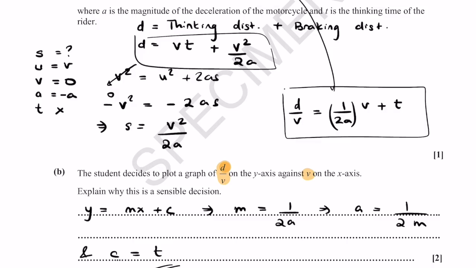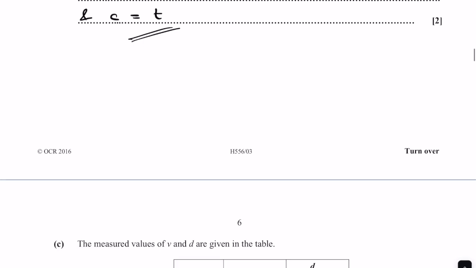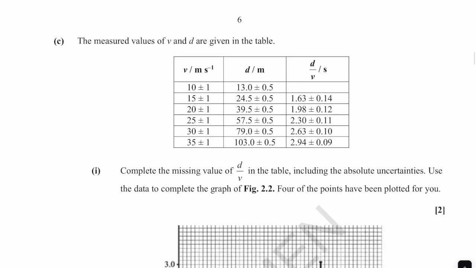So that's that. Now let's move on to part C. We're given that the measured values of v and d are given in the table. We need to figure out the missing value in the table, including the absolute uncertainties. So let's do that first. So d over v is just 13 over 10, which is 1.30 plus or minus.